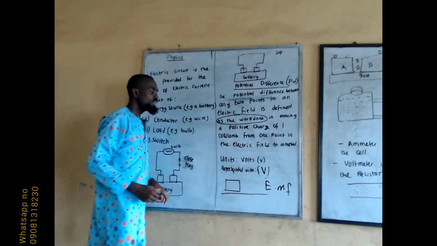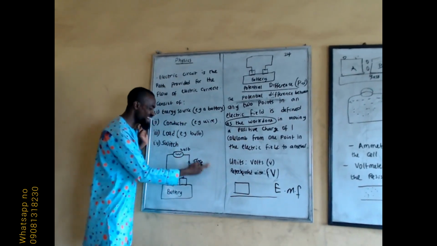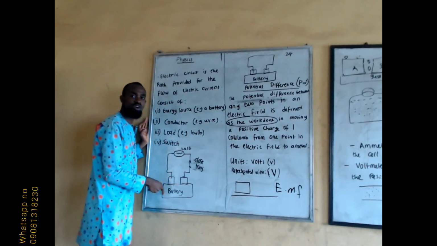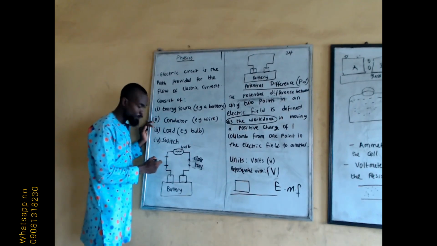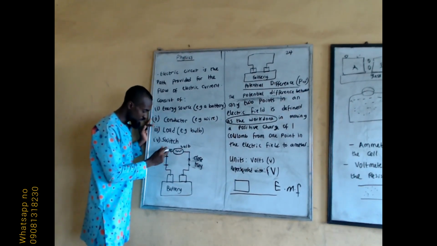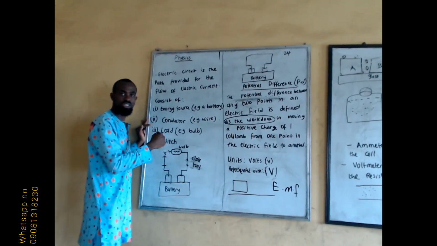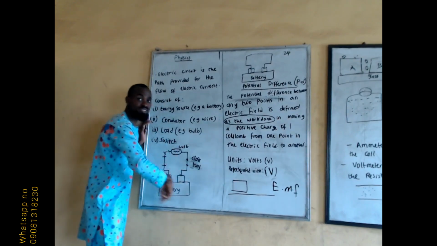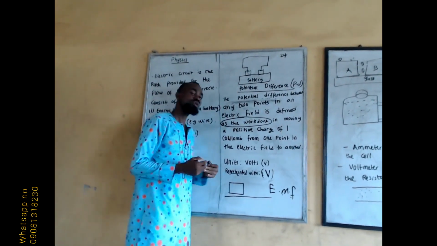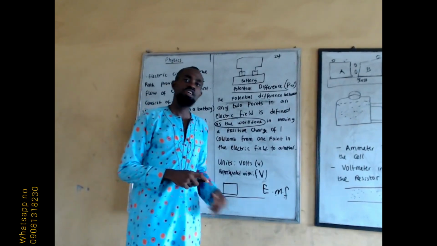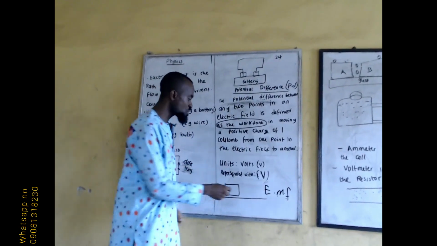Only that it is not the work of moving a positive charge of 1 coulomb around a complete circuit. Potential difference has to do with just any two points, from here to here. What we are talking about with EMF is the work of moving the positive charge of 1 coulomb around the complete circuit. We call it electromotive force, for short EMF. Another name for potential difference is also voltage.